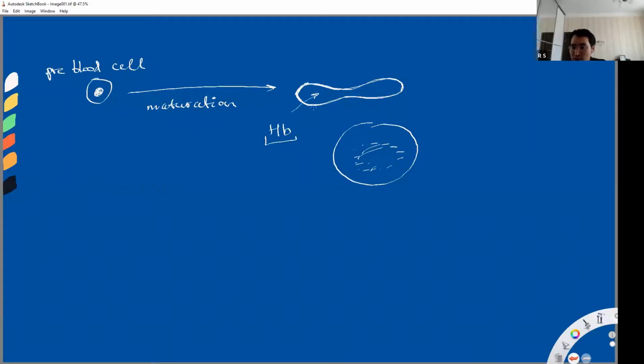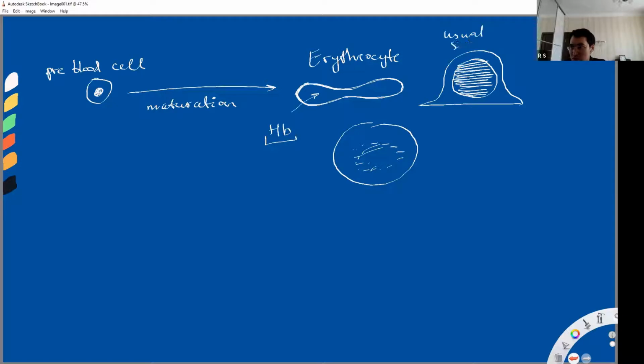So if you think about the same size of the cell, it will look like this because of this nucleus. So this is an erythrocyte, and this is a usual cell. As you can see, we don't need this huge weight that we would need to carry, so we just get rid of it. That's why during maturation, the red blood cell loses its nucleus.